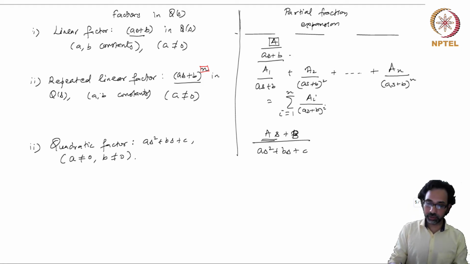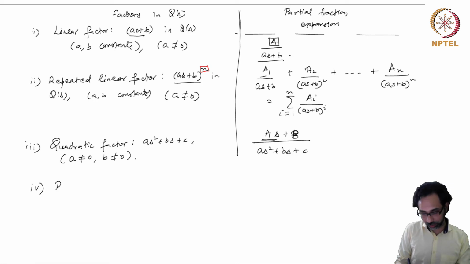Earlier, if you have a linear factor or a repeated linear factor, you did not have any term in s, you only had constants, but now you have terms in s as well. And so this is the third one.